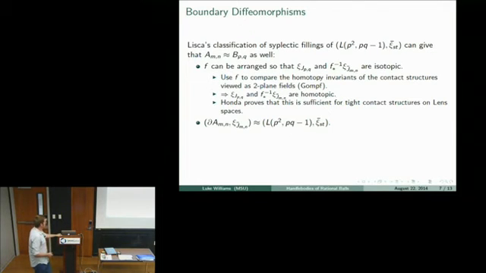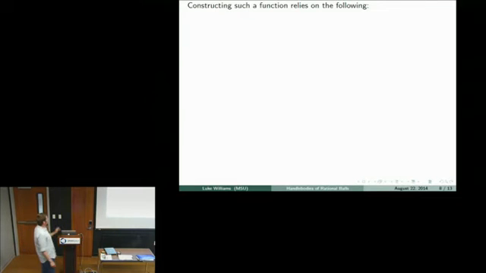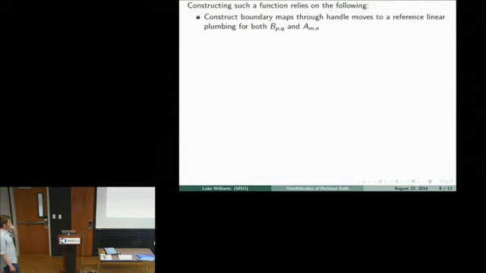All right, and then we just look in Lisca's classification of symplectic fillings of such things, and there's only one with b2 equal to 0. And so they have to agree. Okay. So, how can we construct this map F?